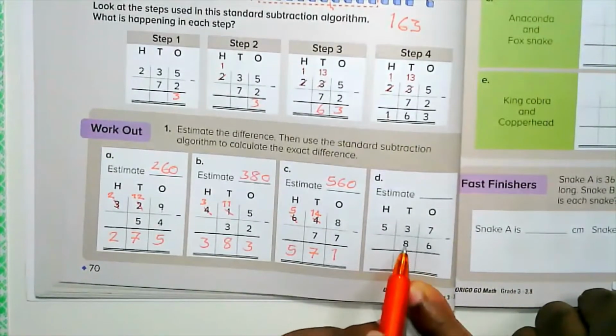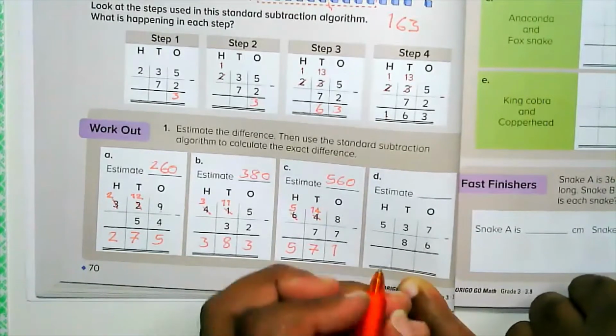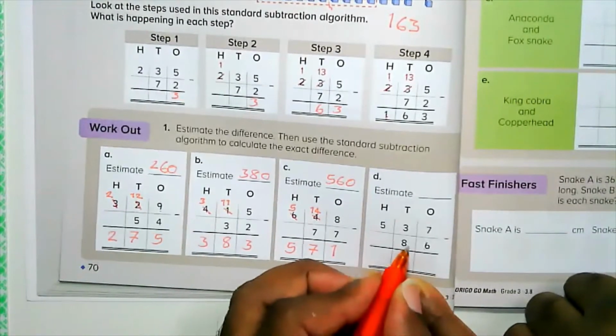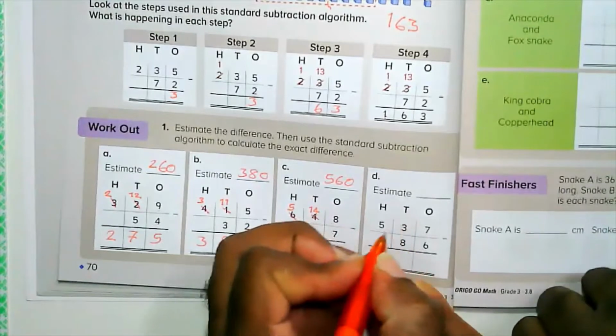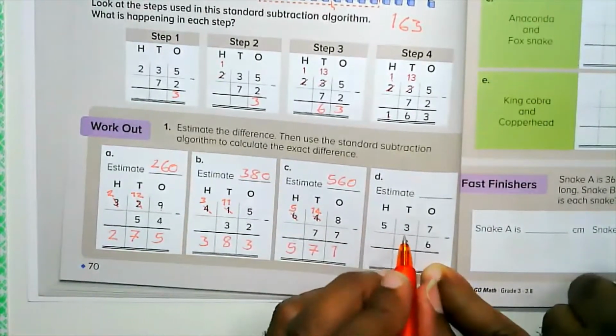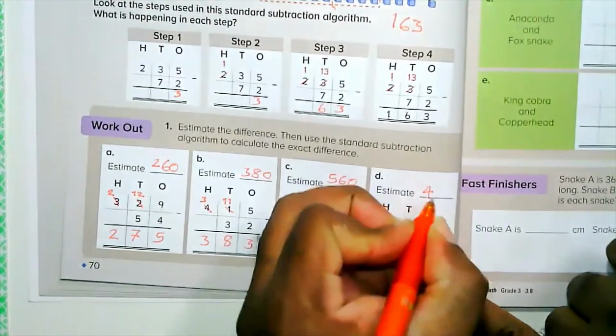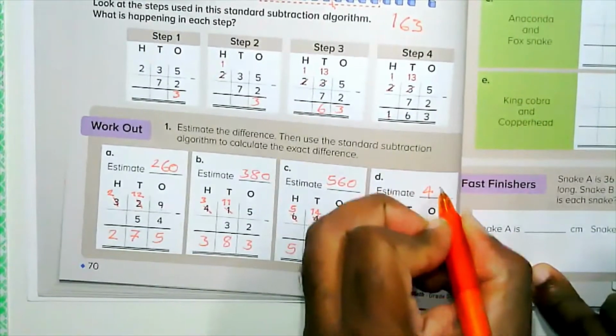Now let's do this. We made this up to 90. Round it off to 90. Subtract from here. So will be 440.